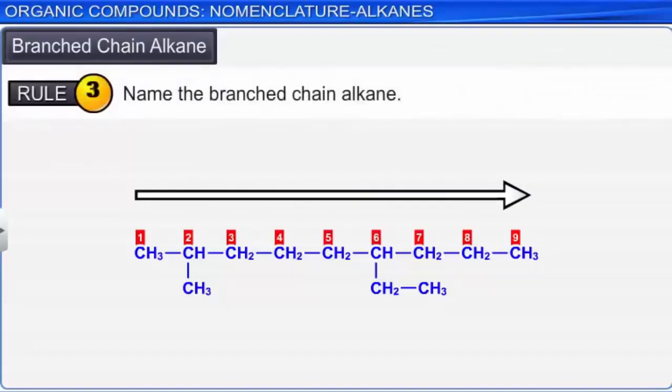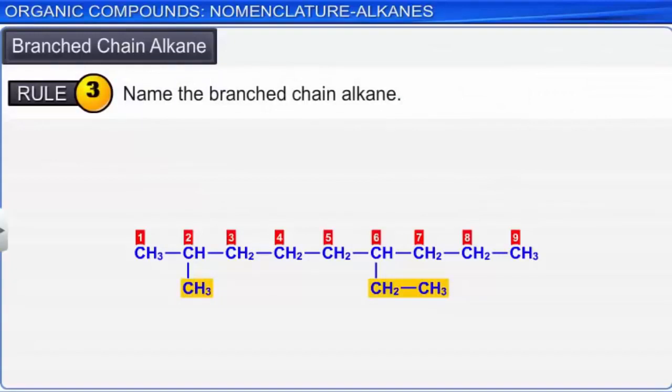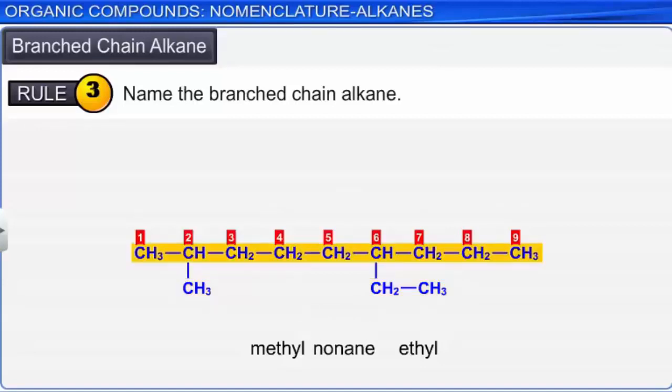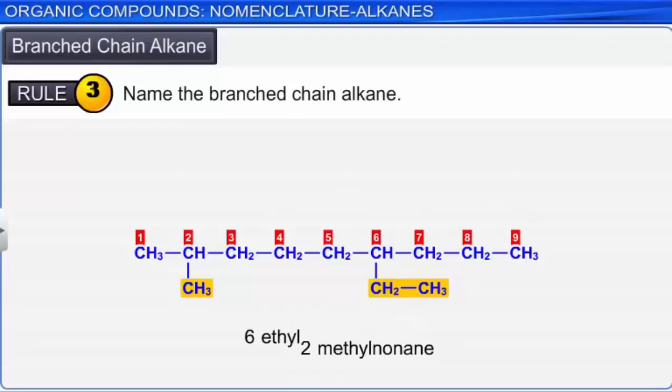Rule 3. Name the branched chain alkane. The name of the alkyl group attached to the carbon atom as a branch, that is, a substituent, is given as the appropriate prefix to the name of the parent alkane, and the position of the alkyl group on the parent chain is indicated by writing the appropriate number. If more than one alkyl substituent is present, then the names of alkyl groups are listed in alphabetical order.